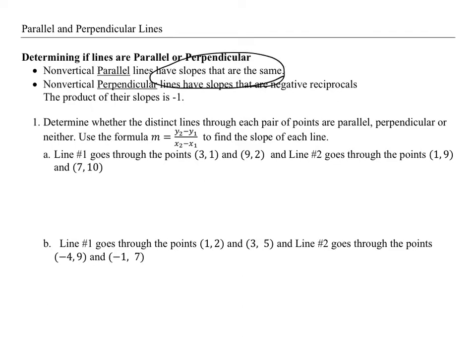If the slopes are the same, then we know that the lines are parallel, which makes sense because if their slopes are different, they're going to cross eventually.